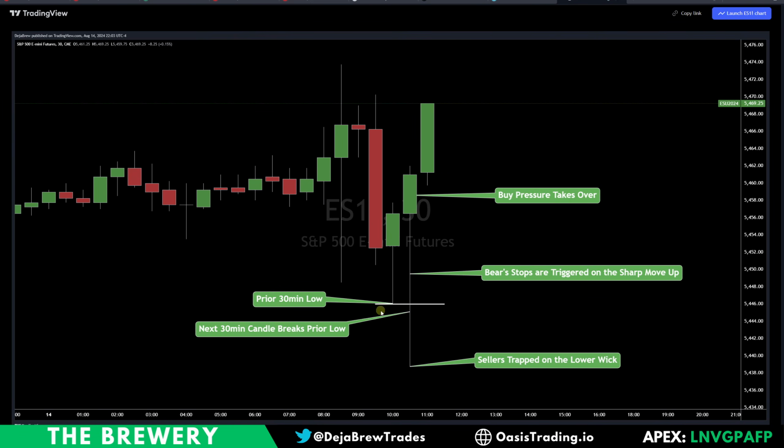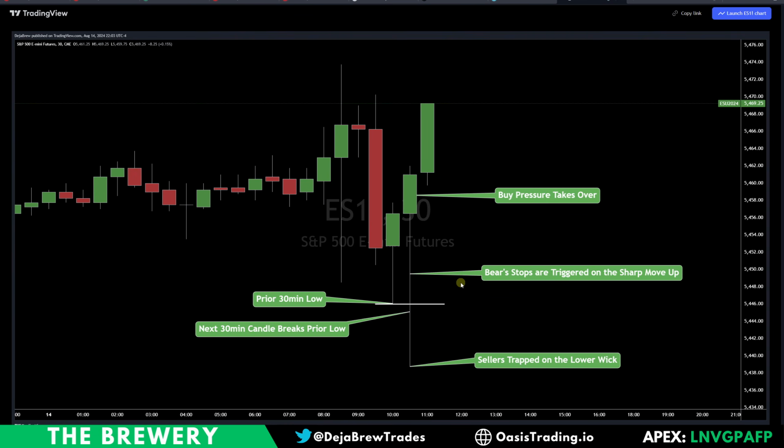So you have the shorts turning into buyers because they're closing their position, and then you have the buyers that are buying to open their positions like us because we want to trade that reversal. Now, what do you target on a reversal like this?